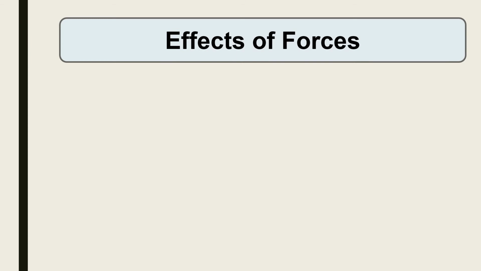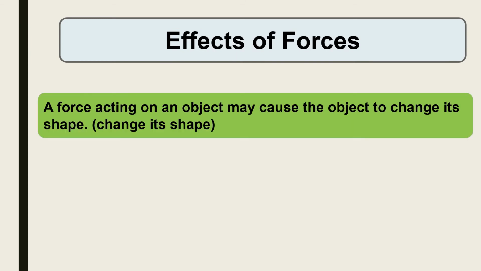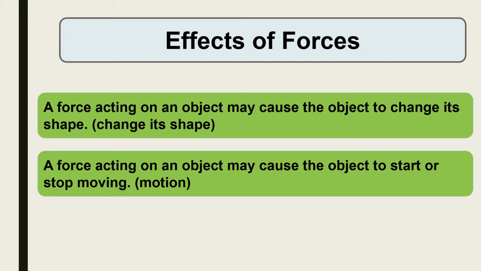Next, effects of force. What are those effects of force? First, a force acting on an object may cause the object to change its shape. So, it's changing shape as you apply a force. Next, a force acting on an object may cause the object to start or stop moving. So this is also called motion. And the last effect of force is that a force acting on a moving object can cause it to change direction.